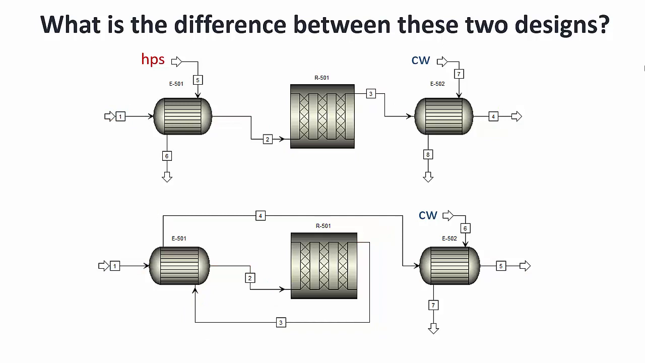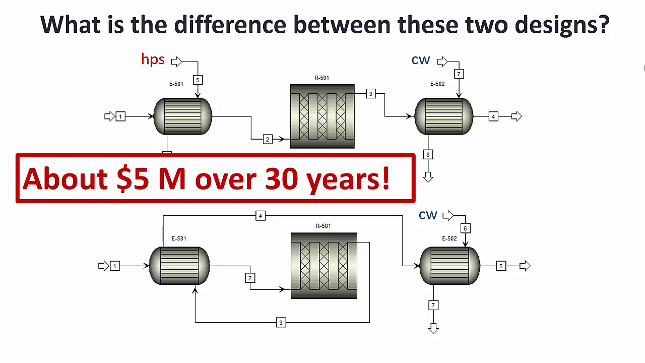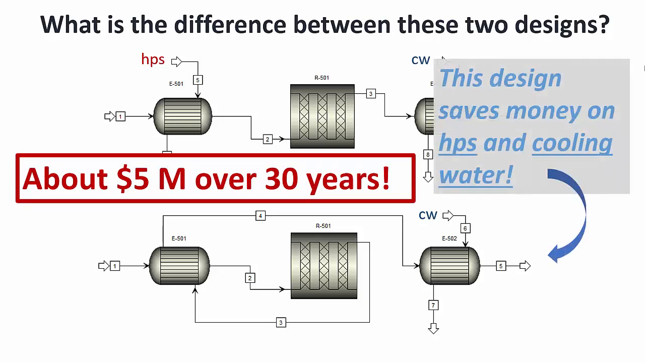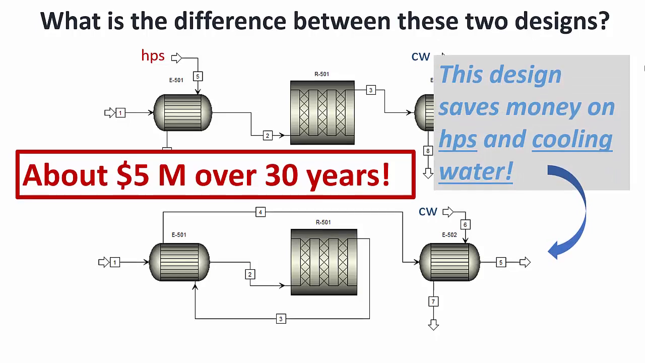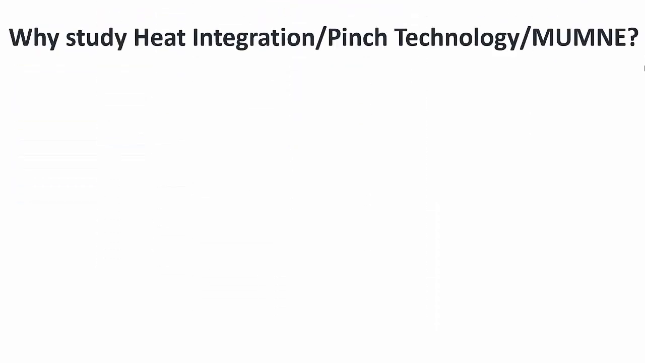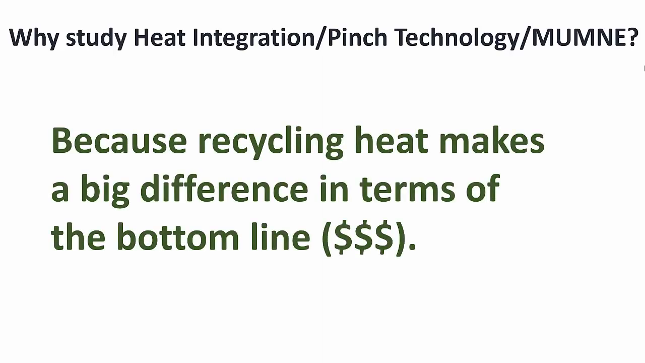If you were to ask me the difference between these two designs, I would say that it's probably about $5 million over 30 years. And this is because this design saves money on high pressure steam and cooling water. So why do we study heat integration, pinch technology, or minimum number of utilities, minimum number of heat exchangers? It's because recycling heat makes a big difference in terms of the bottom line.